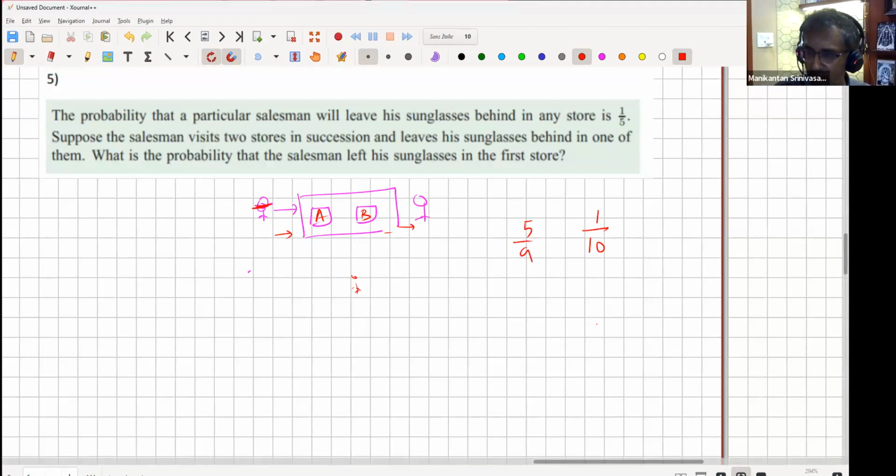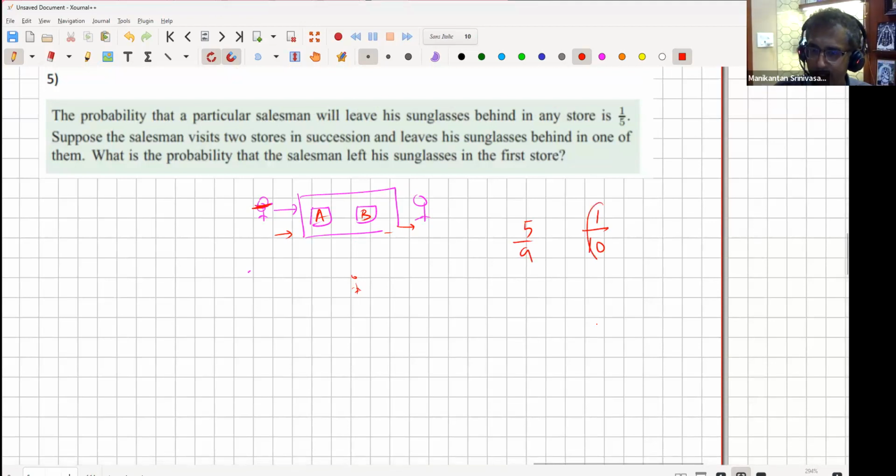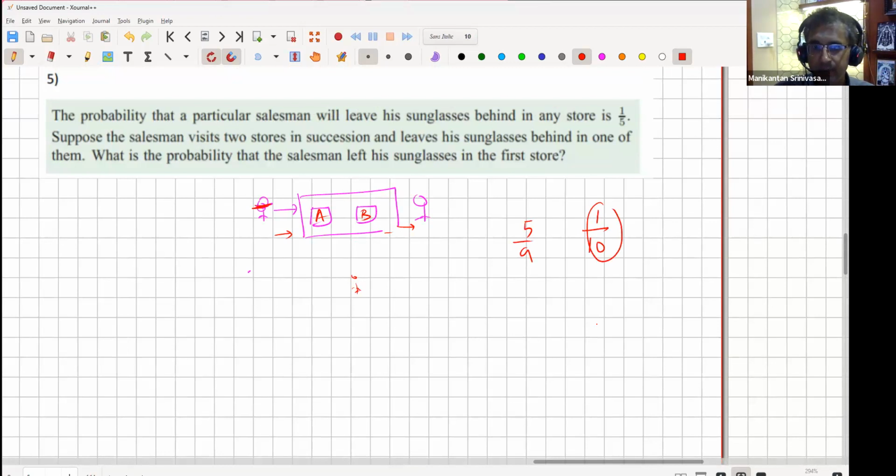Yeah. Without thinking too much, I can tell you that 1/10 seems very small, right? That means you're saying the probability that the salesman left his glasses in the second store is 9/10, because only one of the 2 events has happened. He's definitely left it somewhere. If you're saying it's 1/10 for the first, then it's 9/10 for the second, right? So that seems very disproportionate. Further, another argument would be the probability should have been higher for him to forget in the first store than the second. Intuitively, if you see, right?